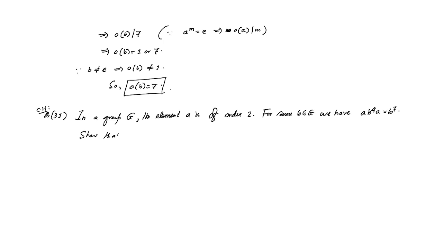Show that B to the power 33 equals E, where E is the identity element in G. How to solve this problem?